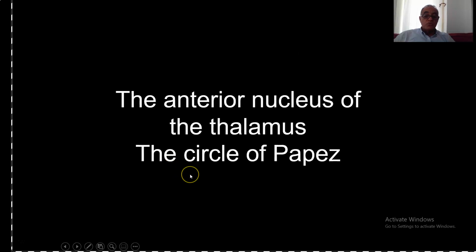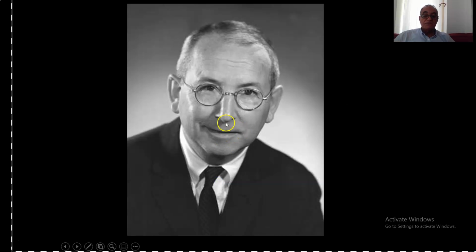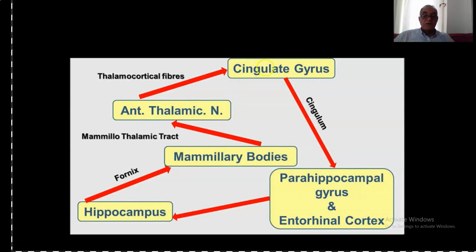The one with the emotions is the anterior nucleus of the thalamus, what we call the circuit of Papez. And this is James Papez, who discovered this circuit in 1937. The circuit of Papez is not that complicated. It is a very simple circuit.